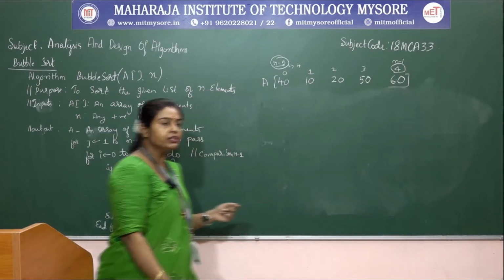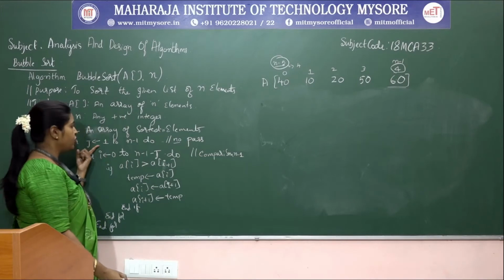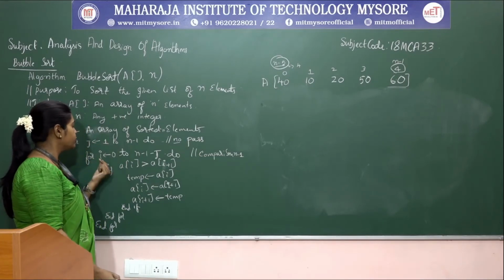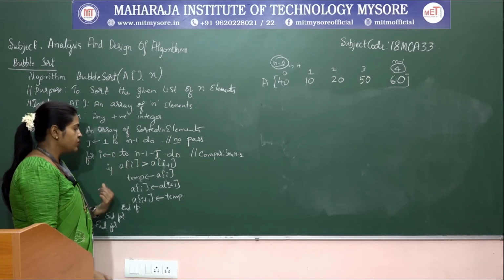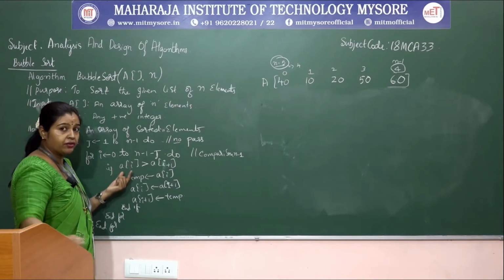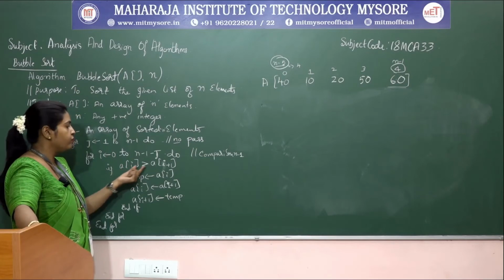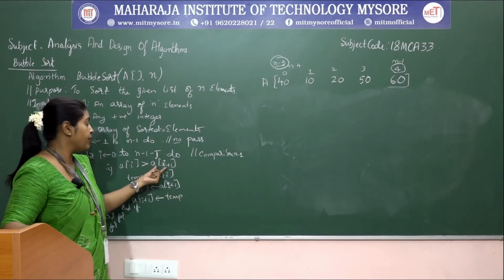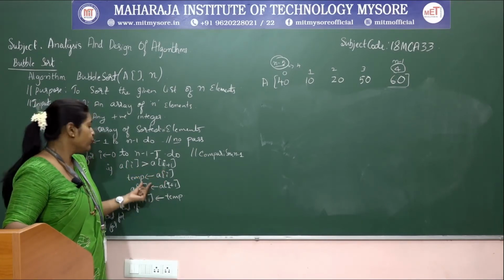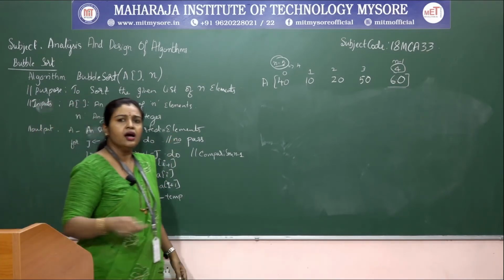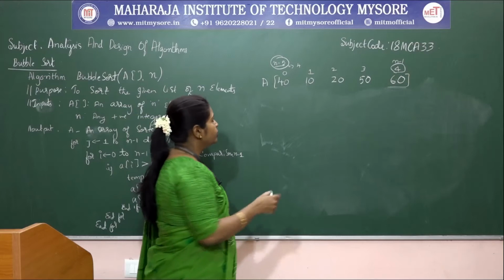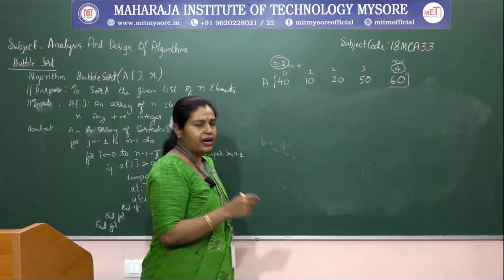So what are the variable terms we have? j varies from 1 to n minus 1, i also varies, right, 0 to n minus 1 minus j, and every time what we are checking is whether a of i is greater than a of i plus 1 or not, right? And also we are doing this swapping. So for swapping directly we can write the array itself, right? So now let us take the same example and trace it out.